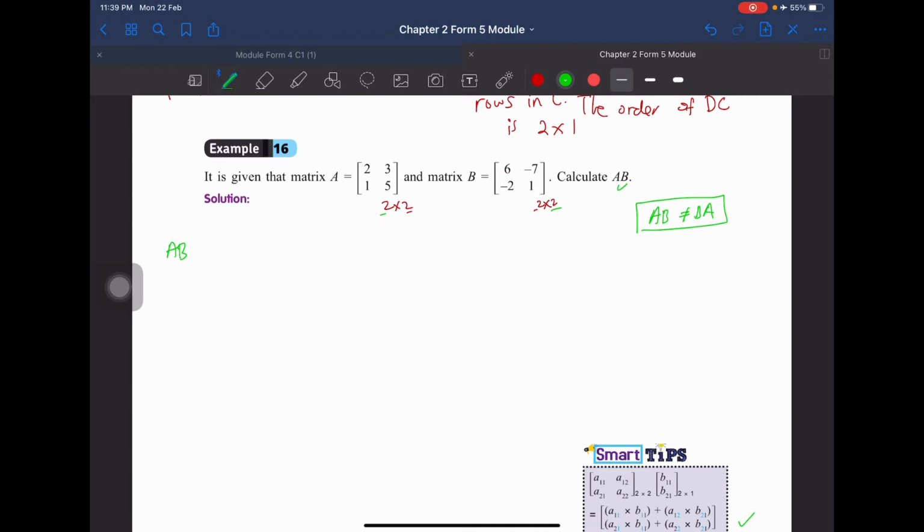Okay, so we try A. So A is 2, 3, 1, 5. B is 6, -7, -2, 1. So what you need to do is, the first one, you write it on the left part of your paper. So you have 2, 3, 1, 5. And then the second matrix, B, you write it on top of the next part. So you have 6, -7, -2, 1.